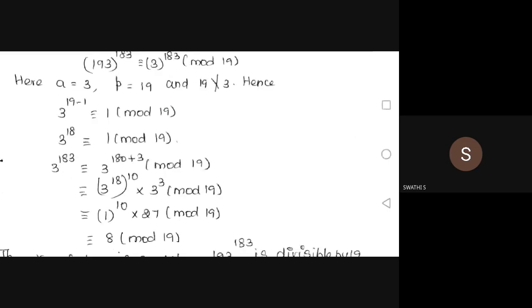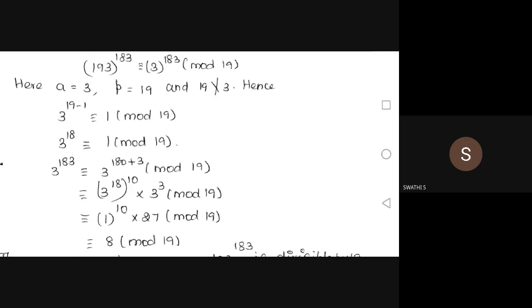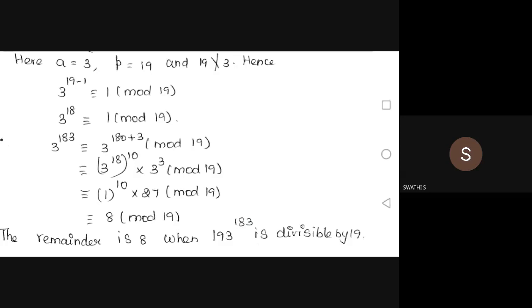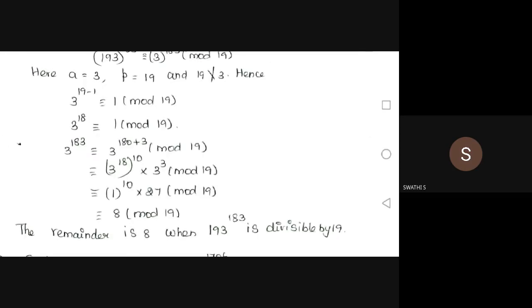So 3 power 18 is congruent to 1. Therefore 1 power 10 times 27. So when 27 is divided by 19, you get the remainder 8. So 27 is congruent to 8 under mod 19. So 3 power 183 is congruent to 8 mod 19, which means when 3 power 183 is divided by 19, you get the remainder 8.